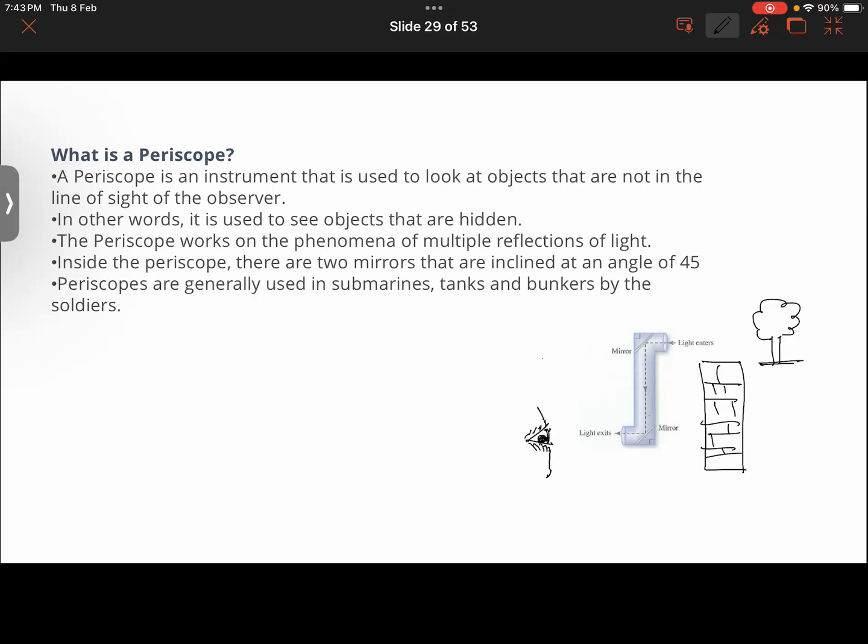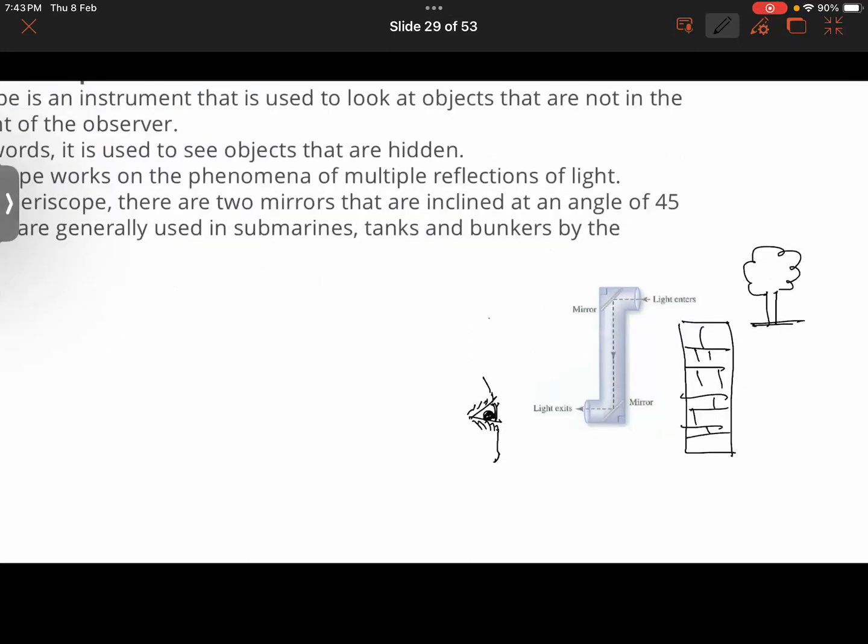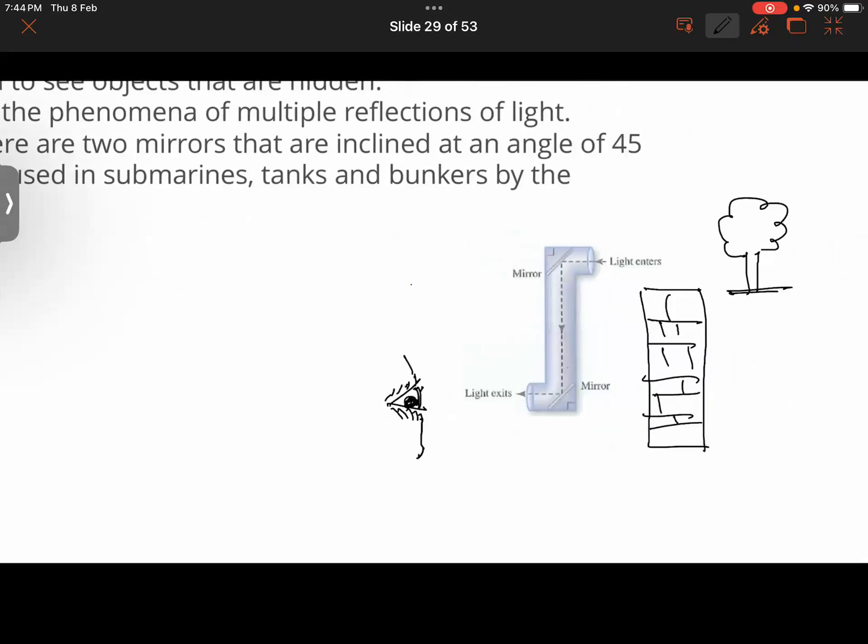Right now, see, this person is here. So guys, let's understand how this is going to work. Let's understand how this person will be able to look at the tree here.